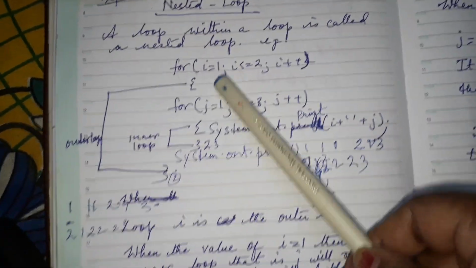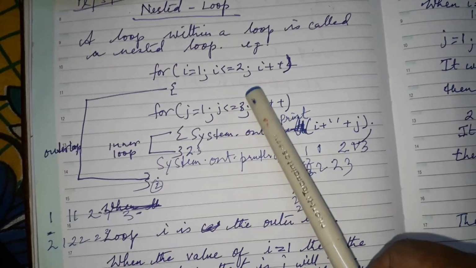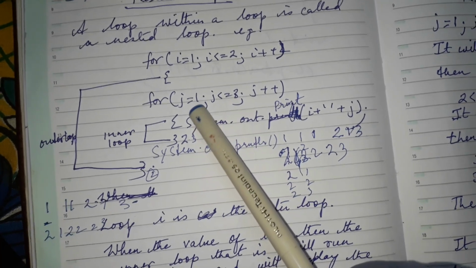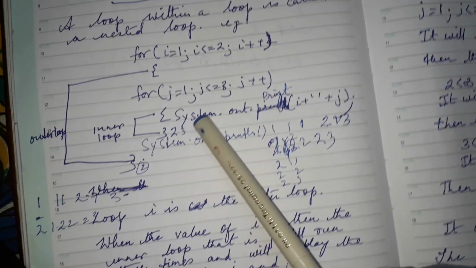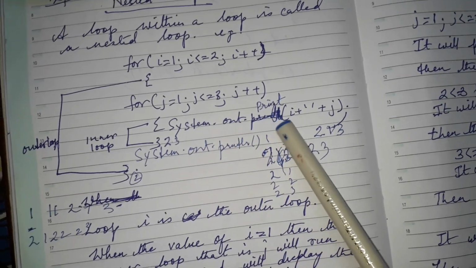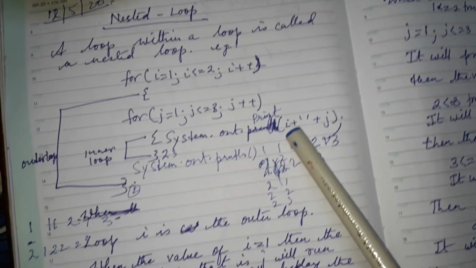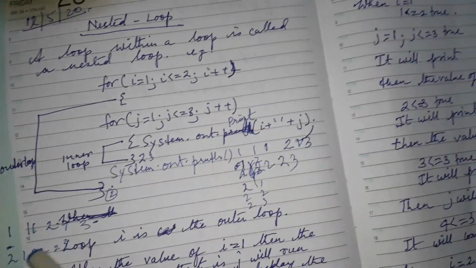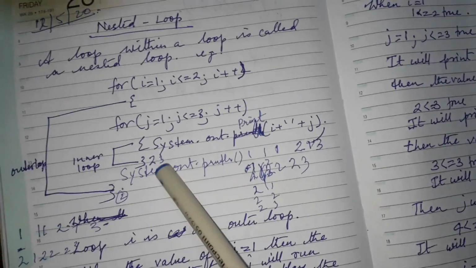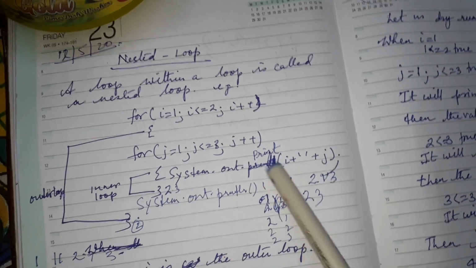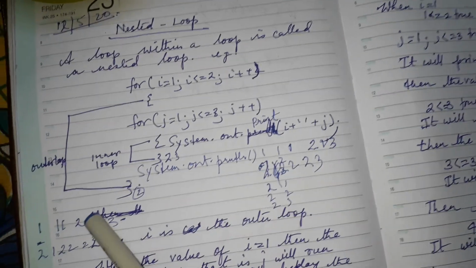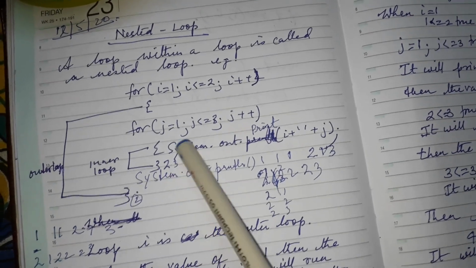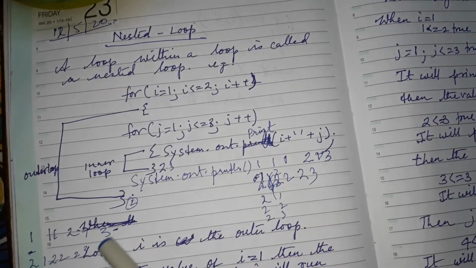Now let us see the running. When the value of i is 1, 1 is less than 2, the condition is true, it goes to j. The value of j is 1, 1 is less than 3, the condition is true, it goes to the print statement. It prints the value of i, that is 1, followed by the value of j, that is 1. So 1 and 1. Then the value of j is 2, it prints the value of i, 1, and the value of j, 2: 1 2.